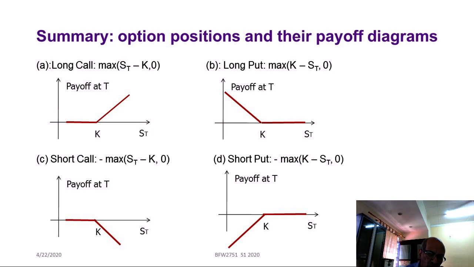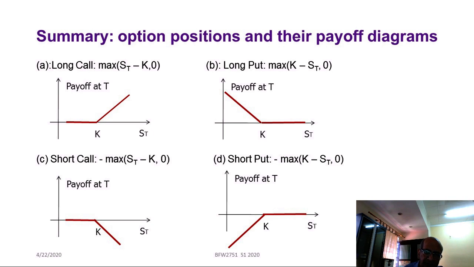Until the price is below K, there is no profit maximization. In this case, we have not taken into account the price, so therefore it's a payoff. It's not a profit diagram, it's a payoff diagram. After the ST breaches the K, you see the graph going up. That means the profit function is working.